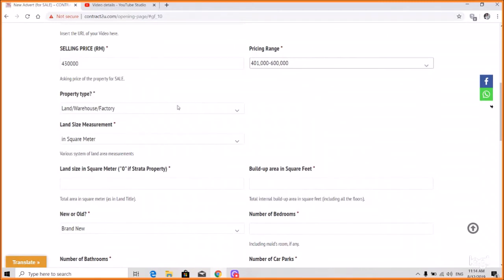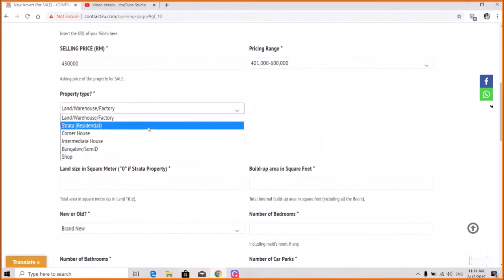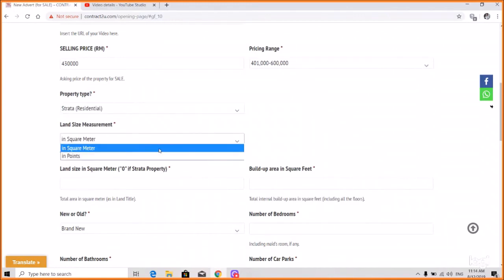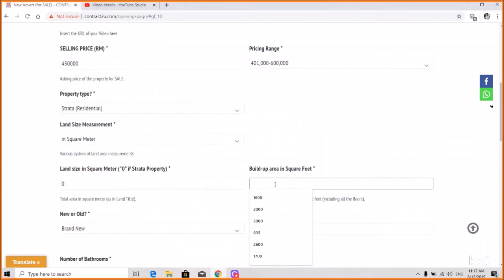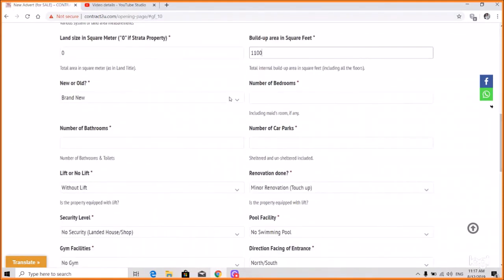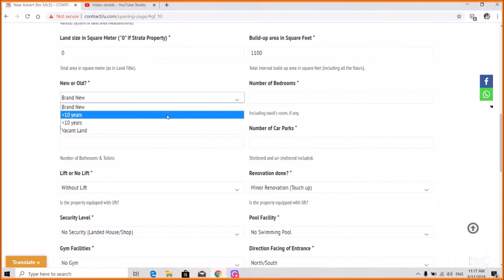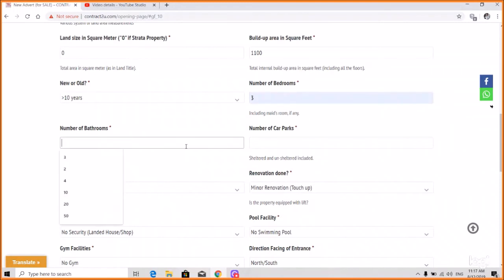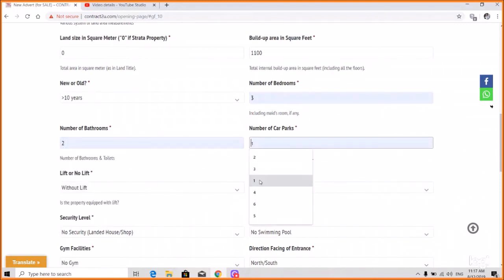After that, we will have the property type. Here we say it's a strata residential property. Land size in square meter or in point. In this case, because it is strata title, land size in square meter is 0. There is built-up of 1,100 square feet. Not brand new, but subsale, less than 10 years. Number of bedrooms is 3. Number of bathrooms is 2. Number of car parks is normally 1 for a normal condominium.